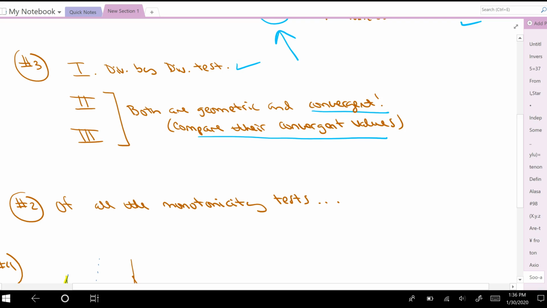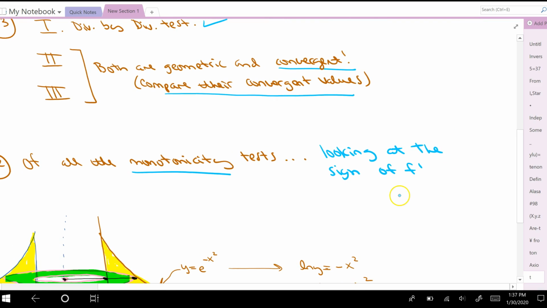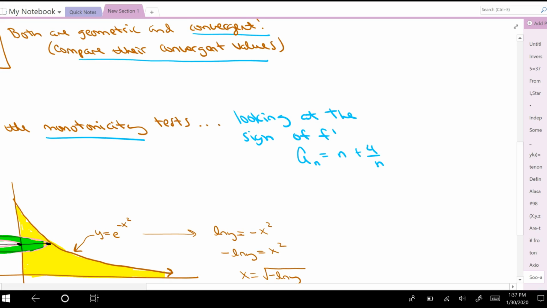Going back to number 2, question number 2 is about a sequence, and you're asked to determine its monotonicity. Of all the monotonicity tests, and there are 3, the easiest is looking at the sign of f prime. I don't think the sequence is in front of me, but I think in this case it was n plus 4 over n? I can't remember. Anyway, this is the sequence.